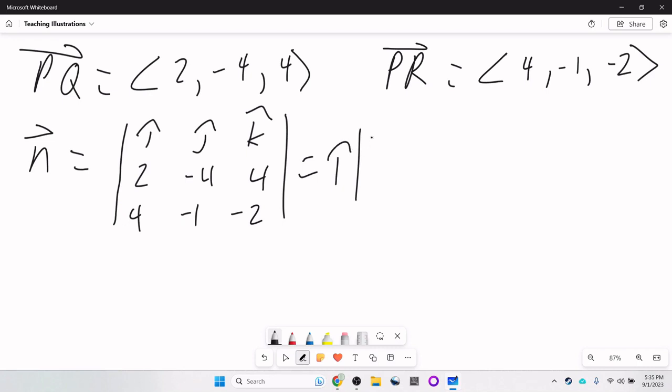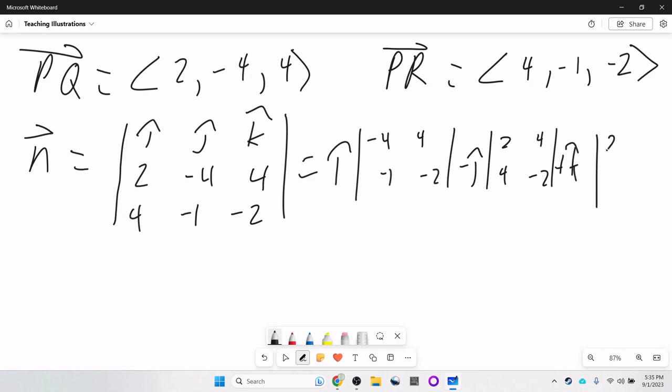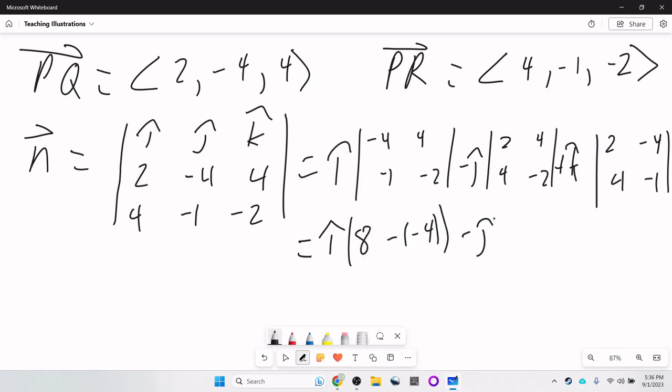We get I times (-4, 4, -1, -2), minus J times (2, 4, 4, -2), plus K times (2, -4, 4, -1). Which then comes out to I of 8 minus -4, minus J of -4 minus 16, plus K times -2 minus -16.